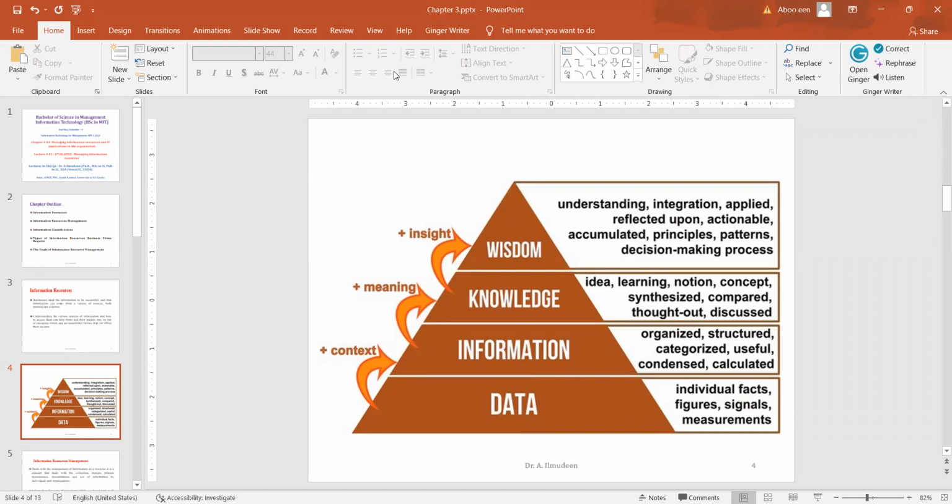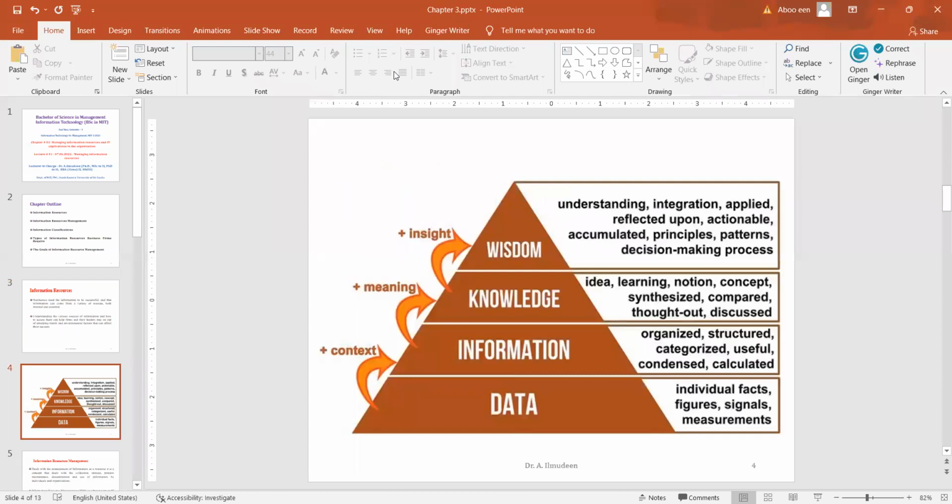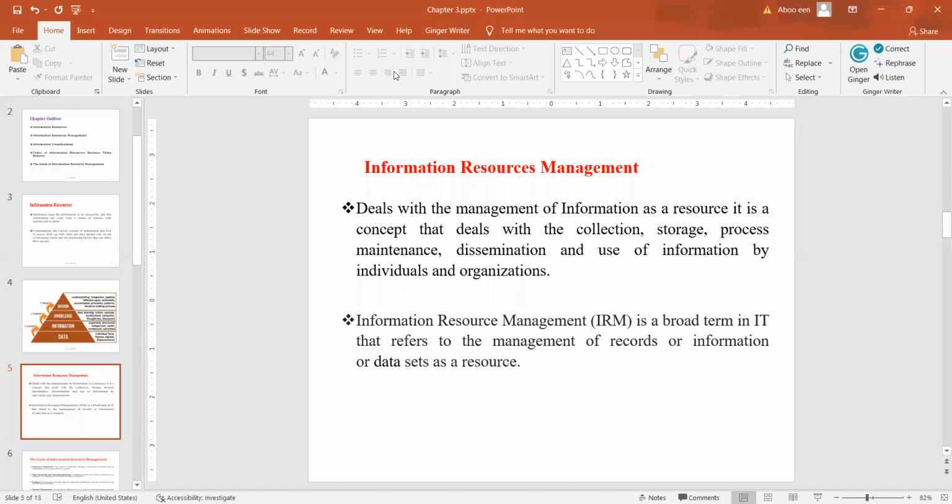Now can you understand this hierarchy? Yes, sir. So what is the basic form? Data. The bottom line, what is the basic form? Data. Then information. Information, knowledge, then wisdom. Okay, great. So now we know information resources, and we looked at the hierarchy of information. Now we are going to discuss information resource management. So what does it mean? Information resource management.